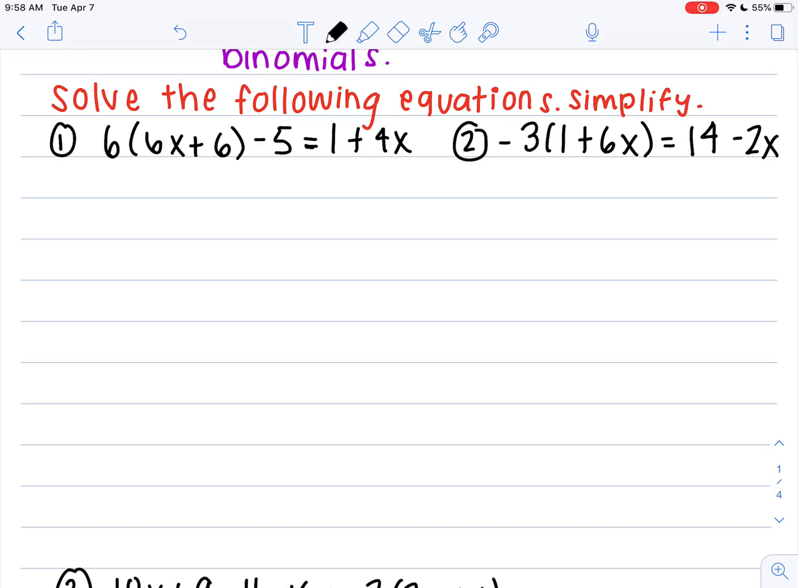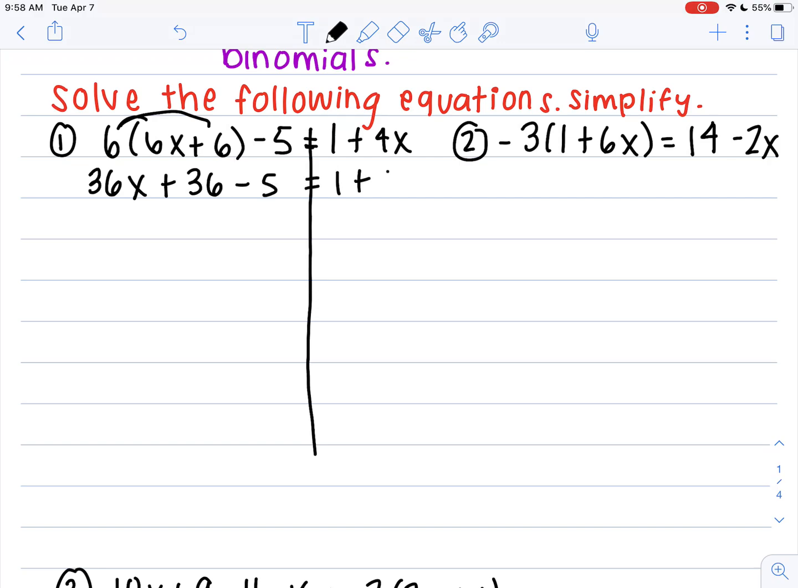So the first thing we're going to do, when we see an equal sign, if you want to, you don't have to, but I draw a line down the middle. And we're going to solve the left side by distributing. So 6 times 6x is 36x, and 6 times 6 is 36. And then minus 5, bring that down, equals 1 plus 4x.